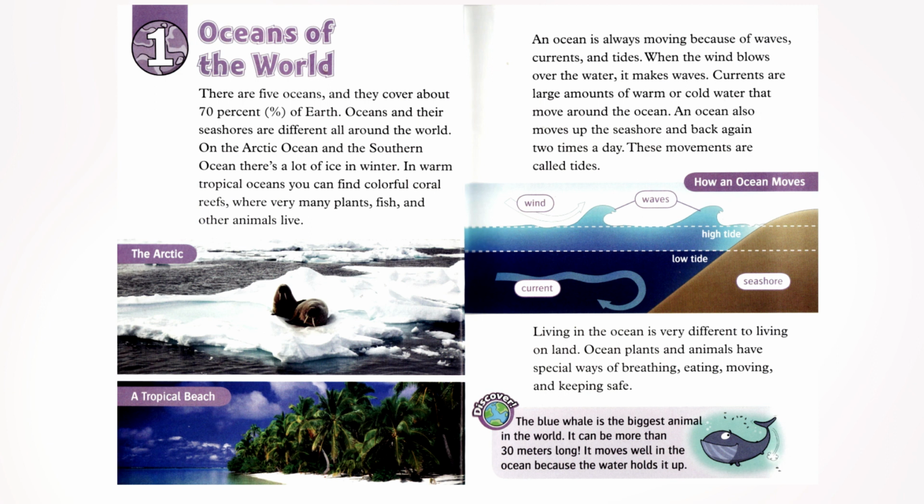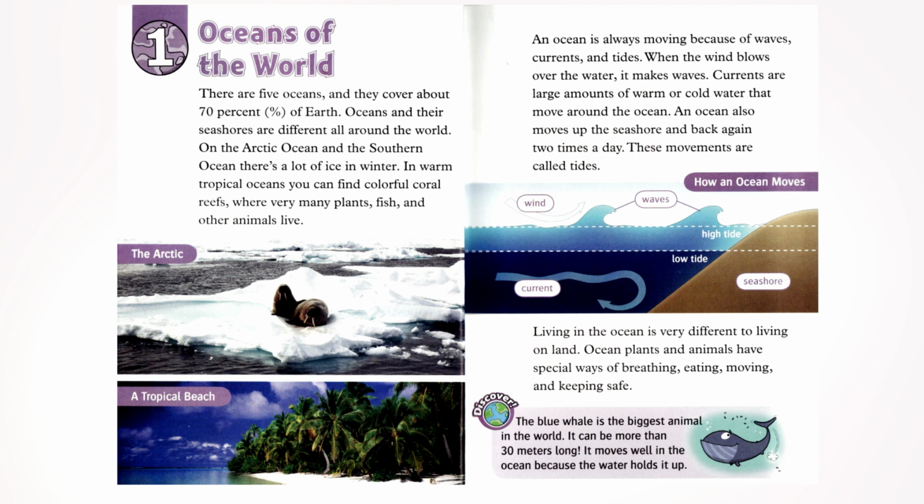An ocean is always moving because of waves, currents, and tides. When the wind blows over the water, it makes waves. Currents are large amounts of warm or cold water that move around the ocean. An ocean also moves up the seashore and back again 2 times a day. These movements are called tides.